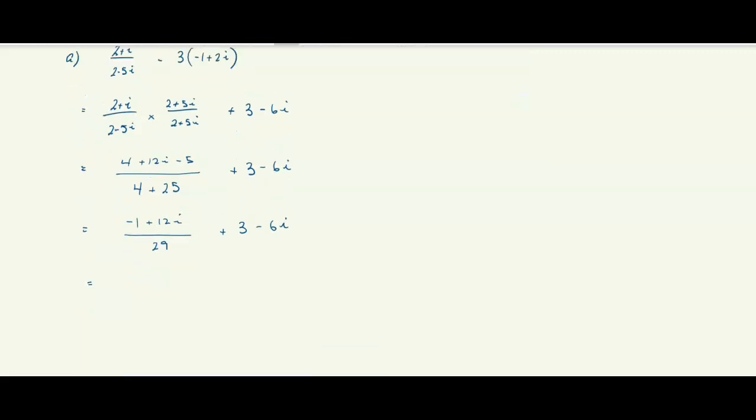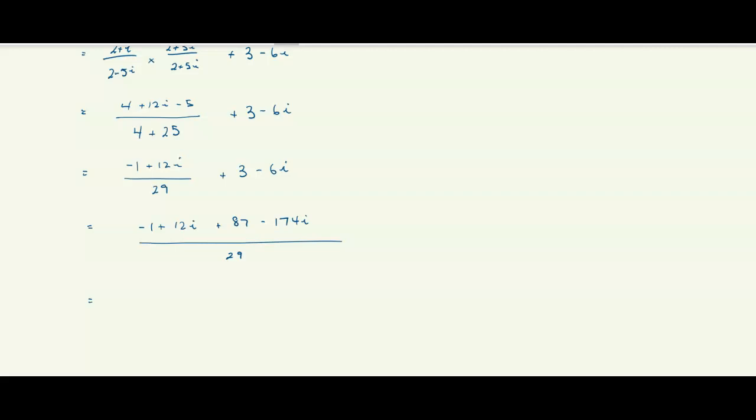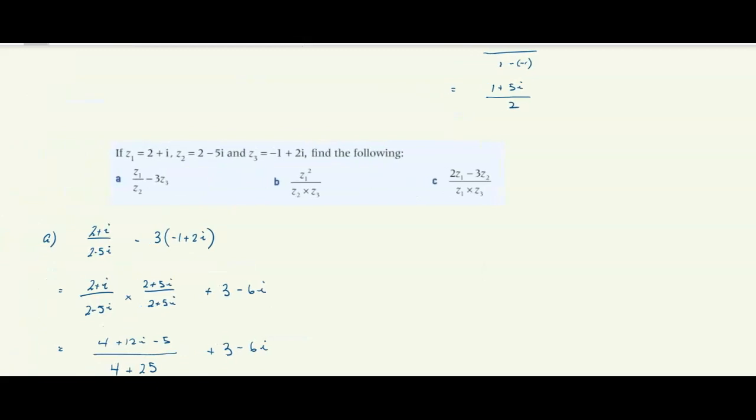So putting this all over 29, we get minus 1 plus 12i plus 87 minus, what's that, 174i, all over 29. Now, the real parts, minus 1 plus 87, so that's 86. 12 minus 174, so minus 162i over 29. 29 is prime, so that's about the best we can do there. Okay, that was pretty heavy. How about we look at B, and invitation to just go ahead and solve that and come back.